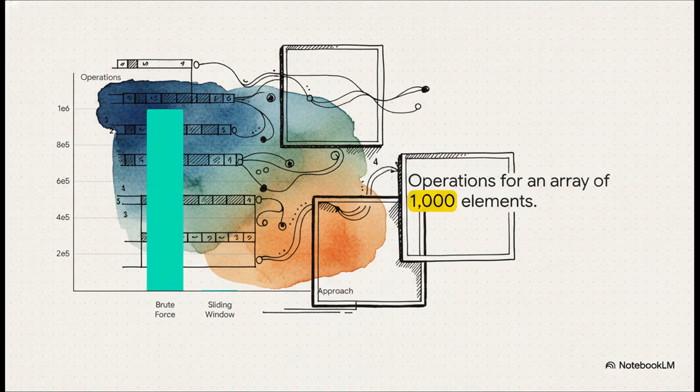Now this really puts it into perspective. For a list with just 1,000 items, the brute force way takes about 1,000,000 operations. The sliding window, about 2,000. That is an insane difference. It's the difference between an application that just hangs and freezes and one that feels totally instantaneous to your users.